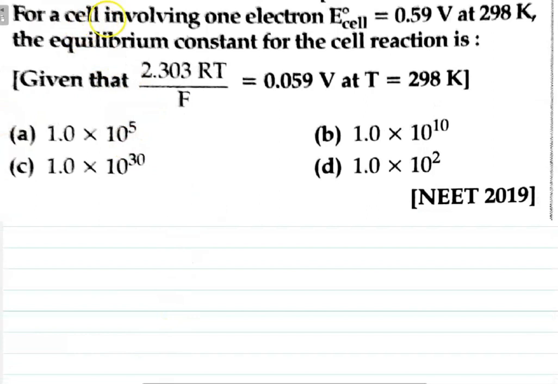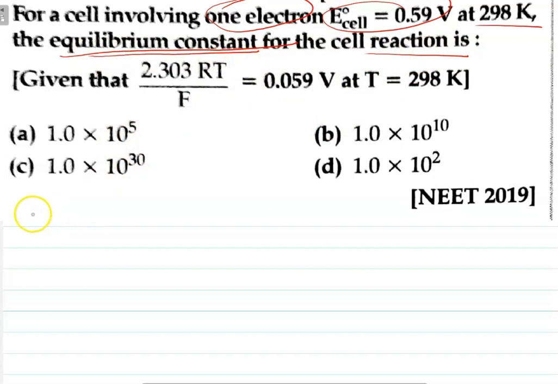In this question, a cell reaction involves one electron. E naught cell is given as 0.59 volts at 298 Kelvin temperature. The equilibrium constant for the cell reaction is asked, so you need to calculate the equilibrium constant. What is given? The number of electrons n is equal to 1, a one electron species. E naught cell is 0.59 volts. Again, you need to calculate Kc, that is the equilibrium constant.